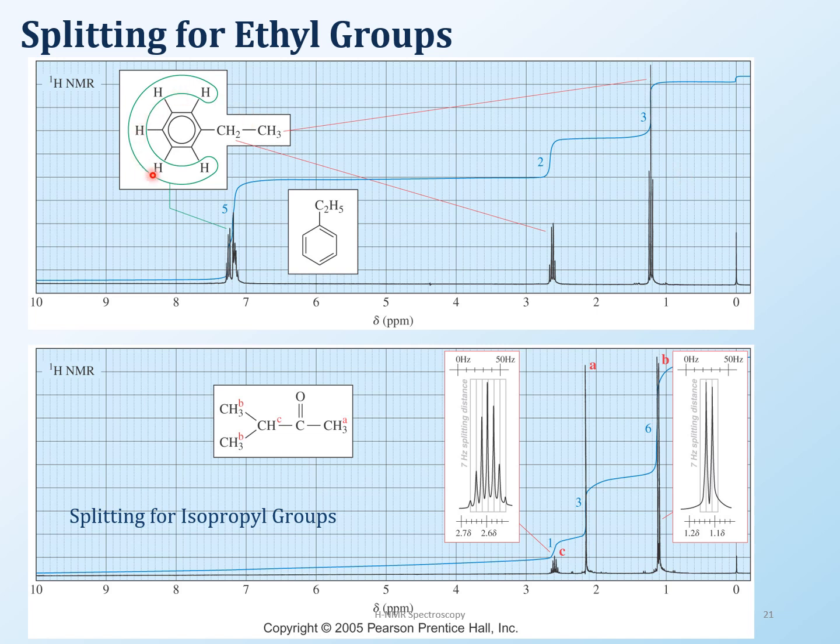So here's the benzene ring. This is ethyl benzene. So an ethyl group, CH2CH3: the CH2 looking at 3 gives a quartet, and the CH3 looking at 2 gives a triplet. So a triplet and a quartet. Ethyl groups will always give you a triplet and a quartet.